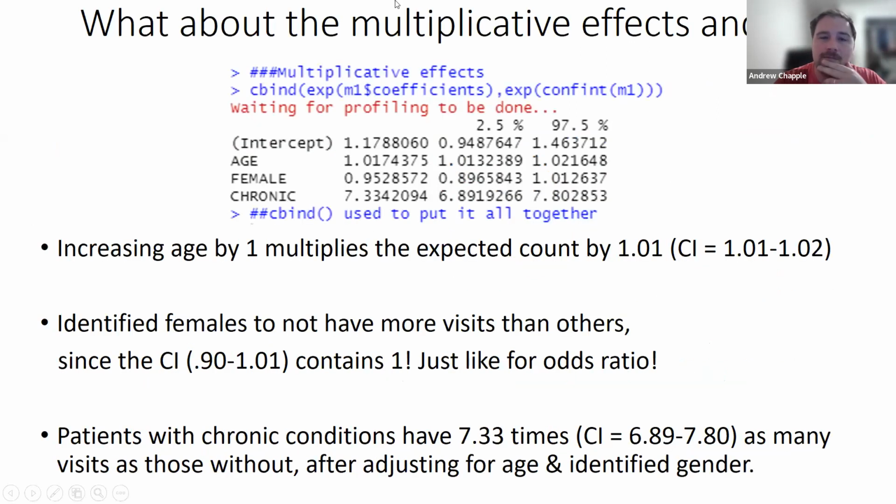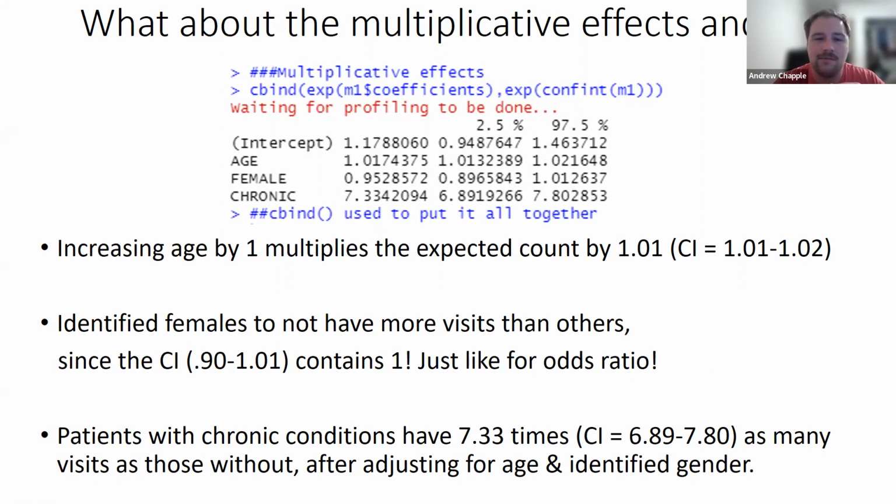What about the multiplicative effects? Well, I can get at this by doing exp of M1 coefficients. That's these values right here. And I can also do exp of confint of M1, so that will give me the confidence interval for my multiplicative effects. My multiplicative effect for age is 1.01, which means every time that I increase age, that increases the expected number of visits by 1.01 times. And this is my confidence interval for that quantity.